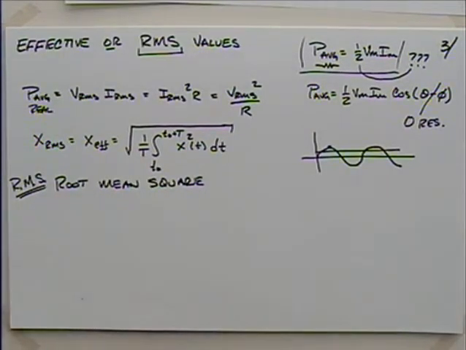Root mean squared. And you have to do it in that order. Well, I guess the reverse order that you read it: you have to square the term, you have to take the mean or the average, those two terms are interchangeable, and then you take the square root.